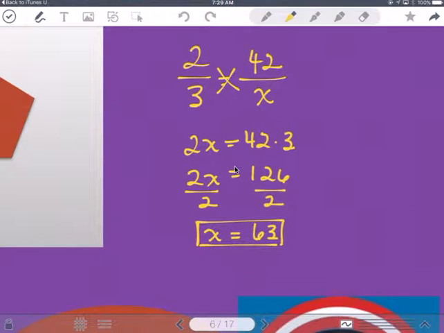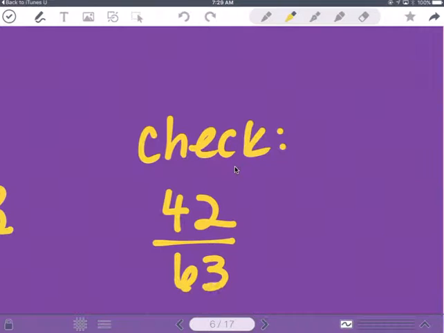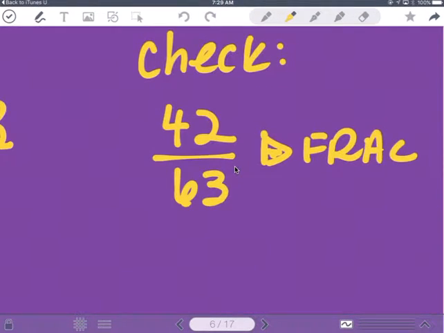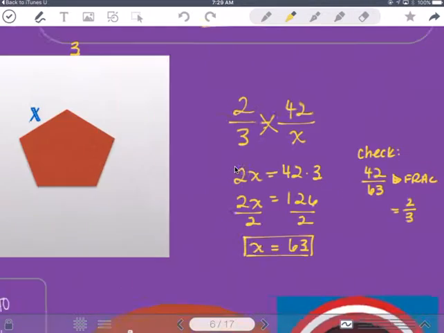Now, how I can check this, because we're always worried about how we can check, is put 42 over 63 and go ahead and math frac to make sure that we get a ratio of 2 over 3, which you will if you do that. So you're going to set up a proportion, solve for x, and then check it using your math frac function in your calculator.